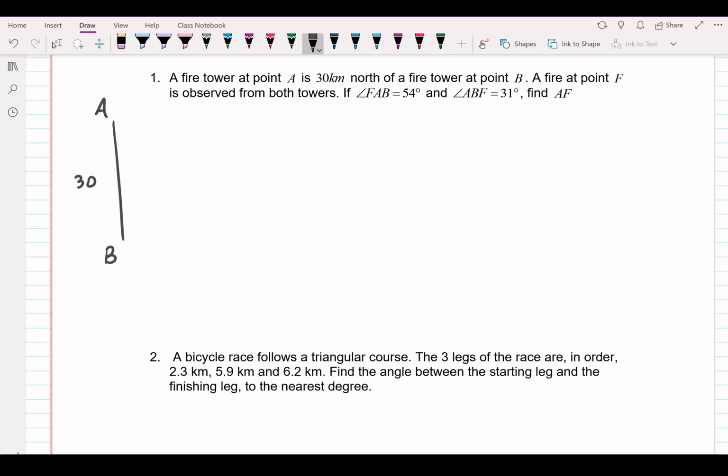It says a fire at point F is observed from both towers. So we know that this is a triangle, right? We have a point F, which is the fire. Point A can see it, point B can see it. We don't know anything about any other information yet. So if angle FAB is 54, really it's trying to tell us that angle A is 54 degrees, and if angle B is 31, find AF, or in other words, find this side here.